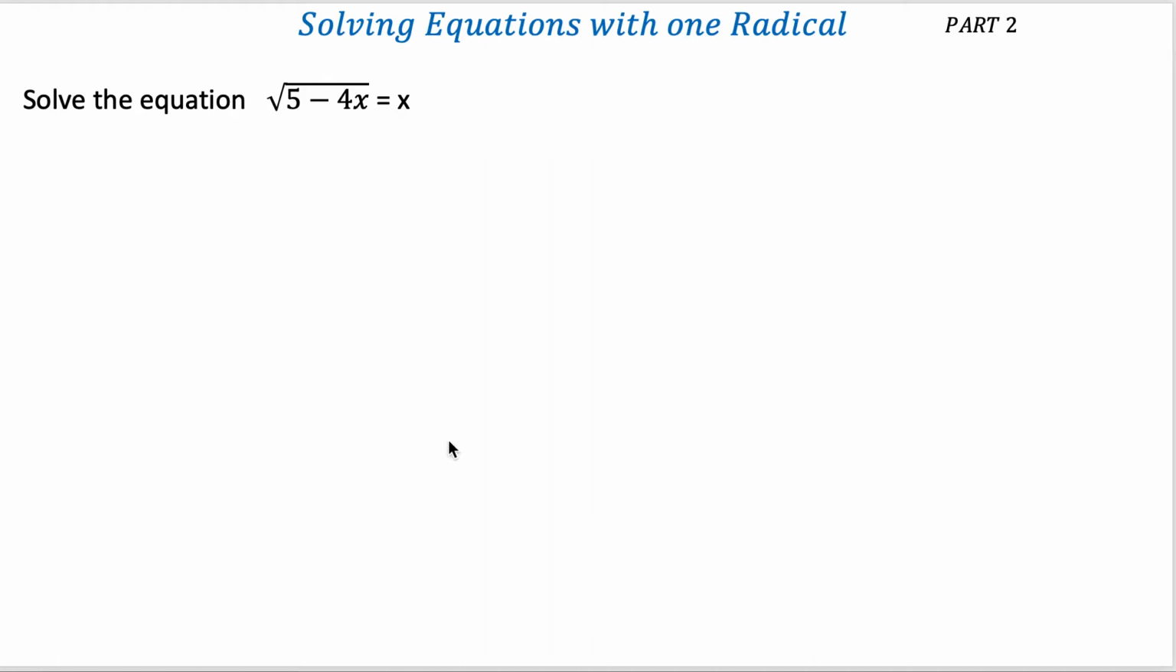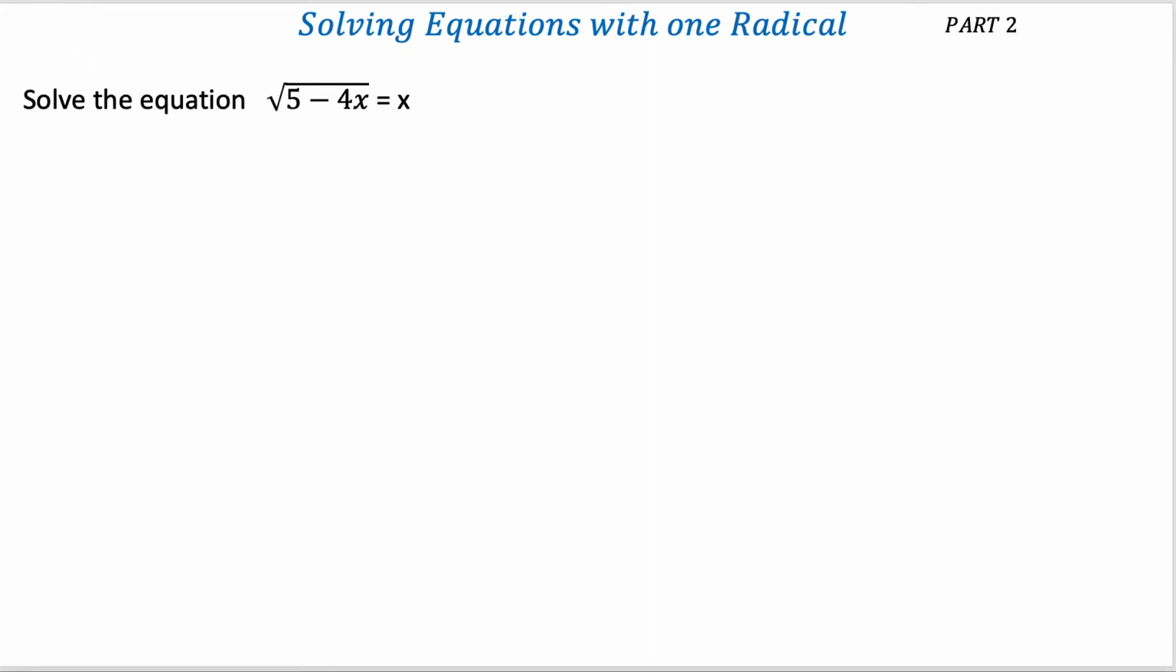with one radical. So the first step to solve the equations with one radical is to isolate the radical in one side. But as we see, this radical is already in one side, so I don't have any other values. I have just the radical alone on one side and the other variable on the other side. So I can go to the second step, which is to square both sides of the equation.